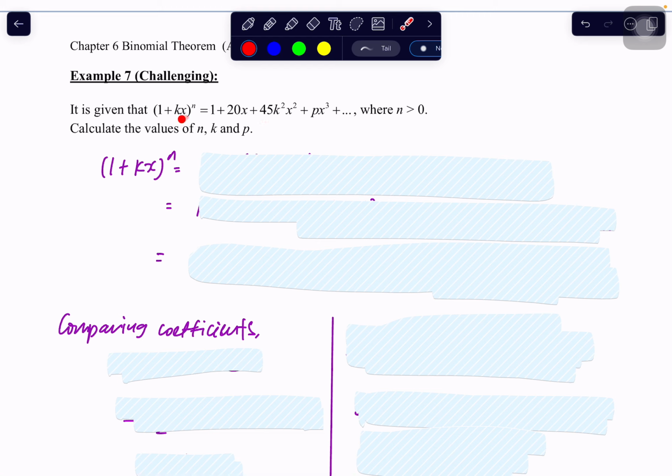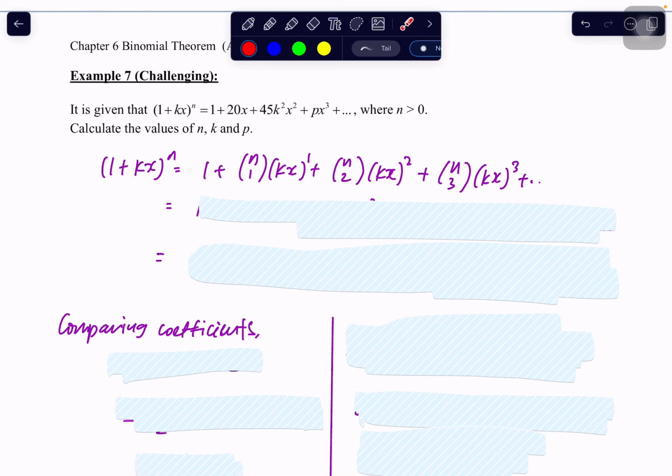The question didn't tell us to expand to the first 3 terms or 4 terms, so how do we know how much to expand? I look at the terms on the right, specifically the maximum power. The maximum term is x cubed, so I should expand to the x cubed term on the left.